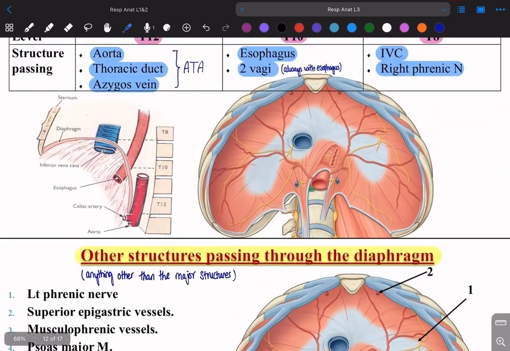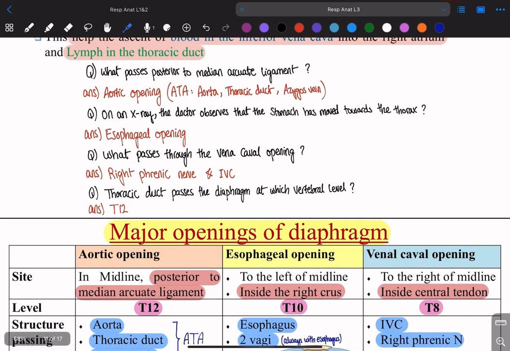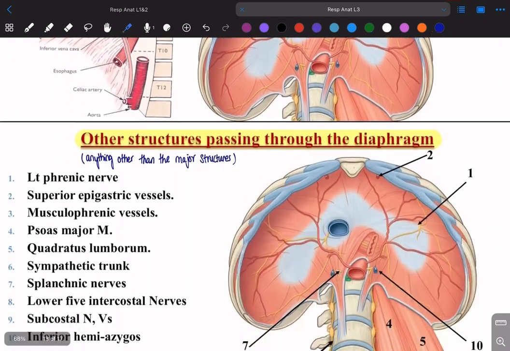So by that we're done with the major openings of the diaphragm. This is very, very important, okay? So remember this really well. Here we have questions. The doctor said what passes posterior to the median arcuate ligament? It's going to be the aortic opening. And then on an x-ray, the doctor observes the stomach has moved upwards towards the thoracic cavity. Now let's see this, okay? This is the clinical case.